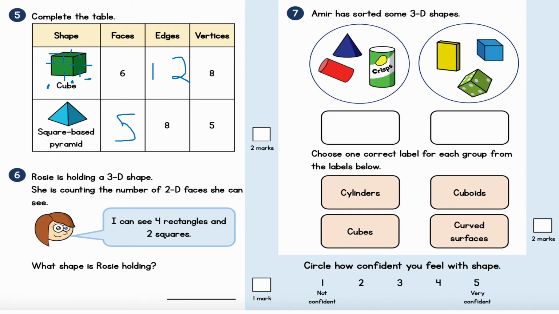This is question number 6. Rosie is holding a 3D shape. She's counting the number of 2D faces she can see. I can see 4 rectangles and 2 squares. What shape is Rosie holding? Well, it will be a cuboid, because a cuboid will have 2 squares, won't it? And 4 rectangles, because if you imagine it, it looks something like this.